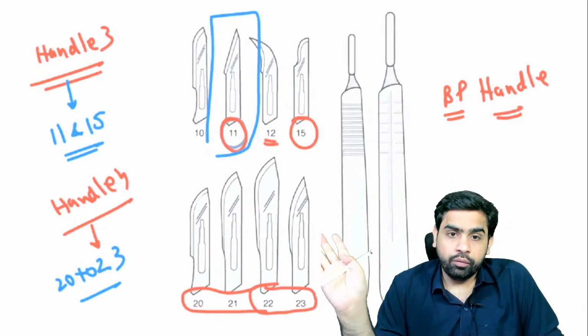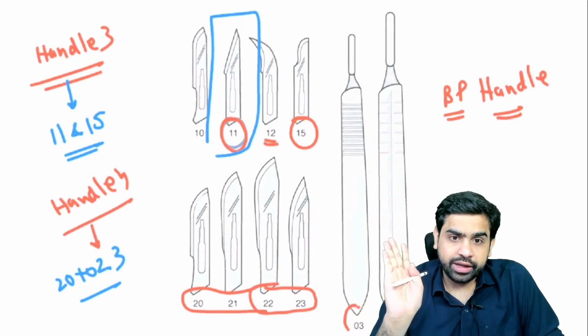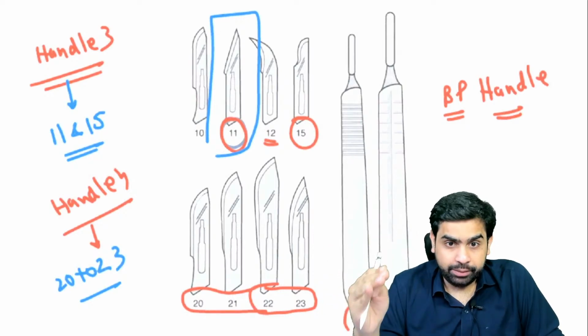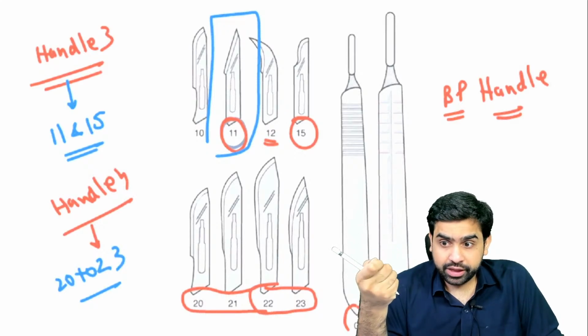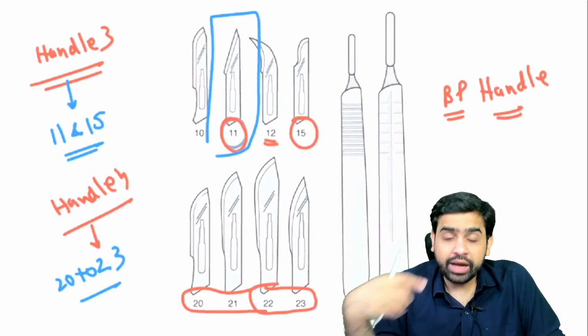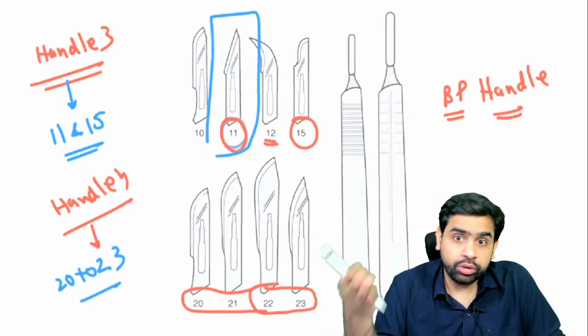Okay, now what about this particular 20, 21, 22, 23 and all? These are basically used for debridement. Now you cannot just take these particular things in the hand. So what you need to understand is, you need to put them on the handle.